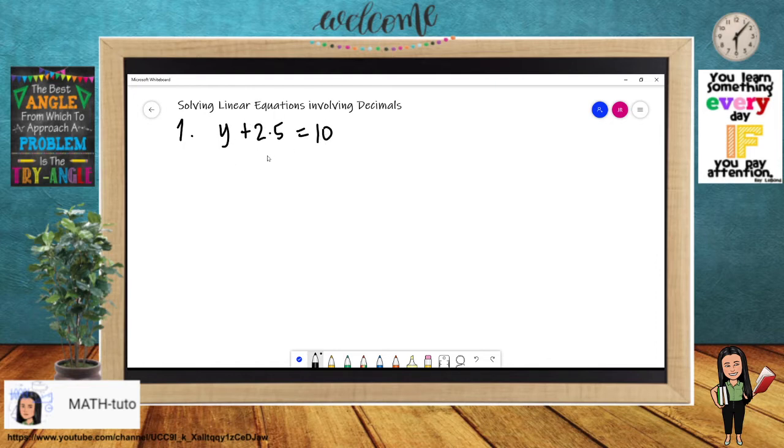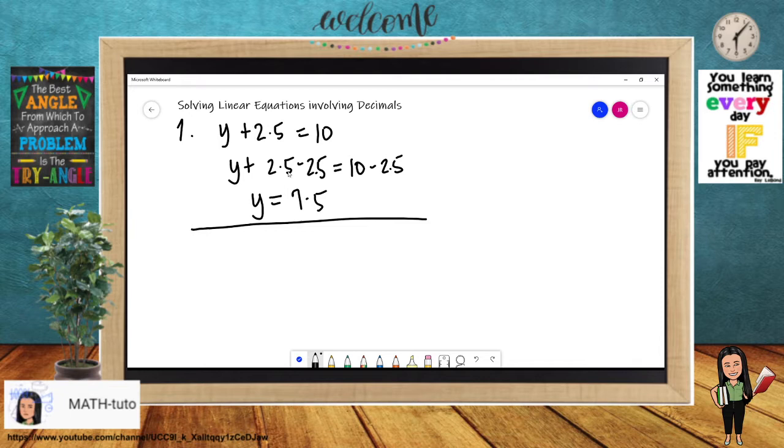Yan, this example contains decimal, 2.5. But we can easily solve this equation by applying properties of equality. By applying addition property of equality, we can add negative 2.5 to both sides, which is the same as subtracting 2.5 to both sides of the equation. So, this is y equal to 7.5.